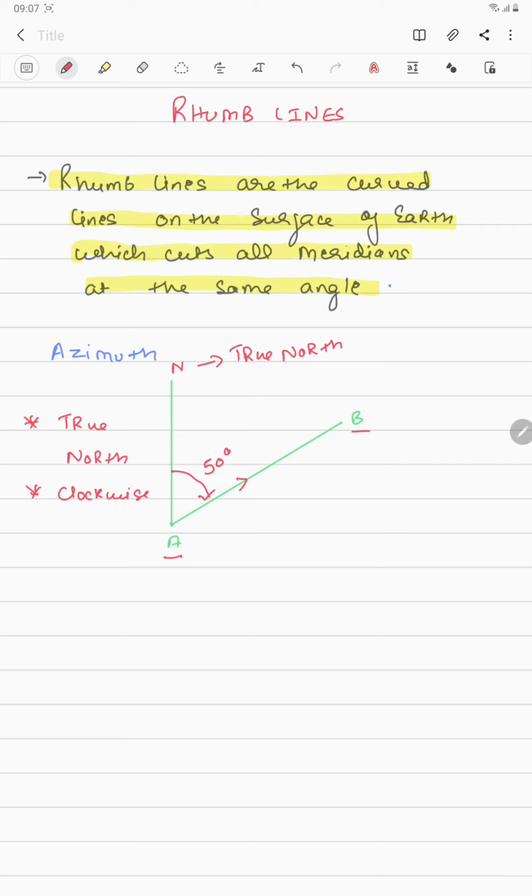So let us take a different example. Now if you're flying an aircraft from A to B, all I have to do is maintain a 50-degree angle from my true north, and I will reach my destination B.